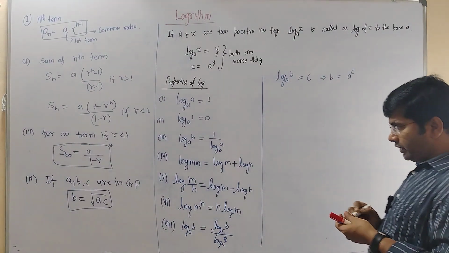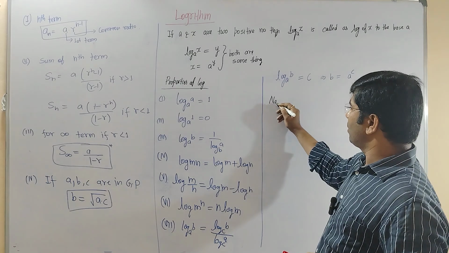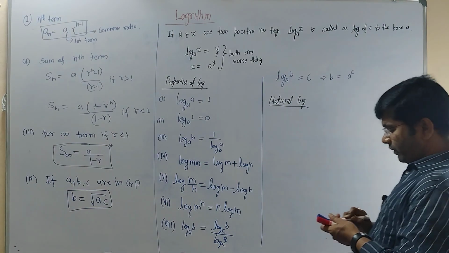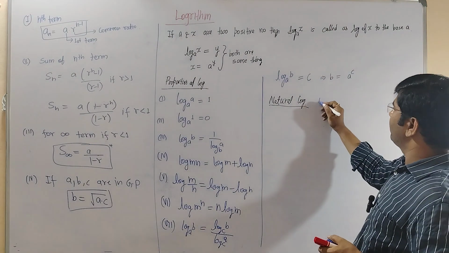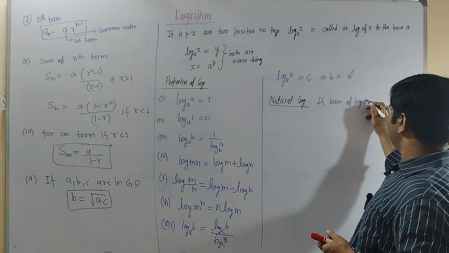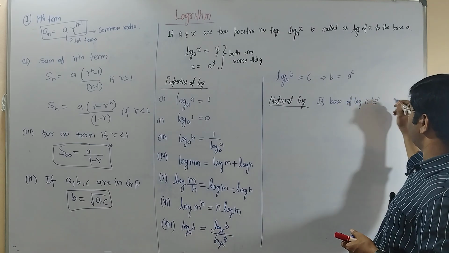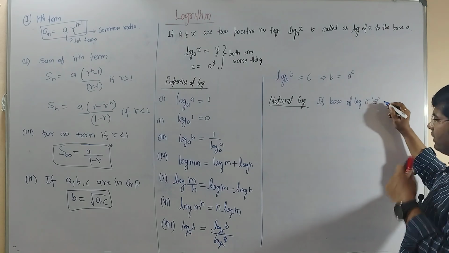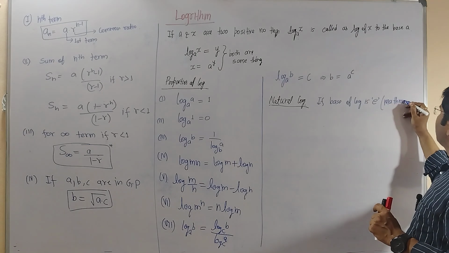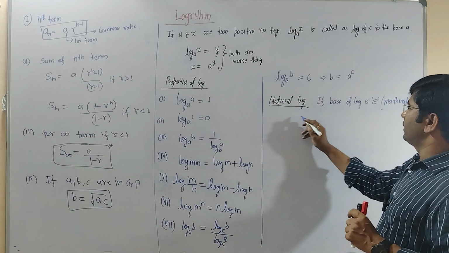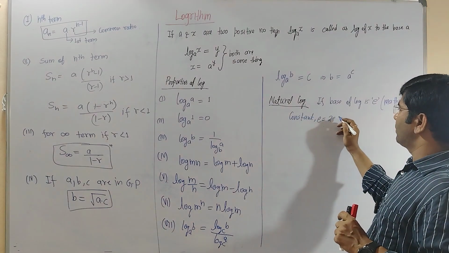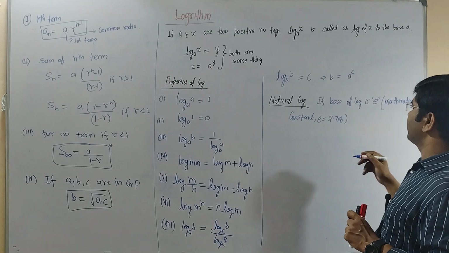So most popular again here, natural logarithm. Whenever the base of log is e, e is a number which is just a mathematical constant. This is a mathematical constant and this value is 2.718.